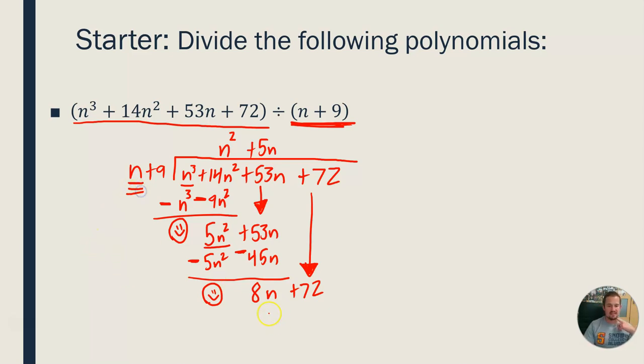What can I multiply by n to get 8n? Well, 8. 8 times n is 8n. 8 times 9 is 72. Boop.